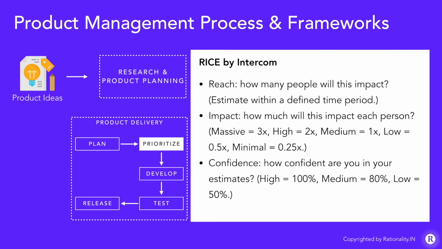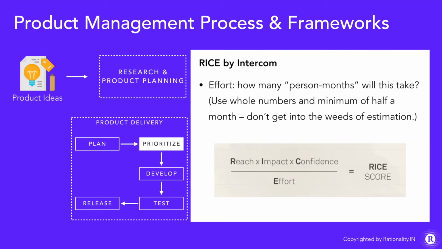Impact tries to quantify how much impact the idea or backlog item will have. For example, how much will this idea increase the conversion rate or add to the monthly recurring revenue. Confidence tries to quantify the product manager's confidence level on the idea and its estimates. Effort is in person days or person months that the idea will take to be developed and delivered. So, the RICE score is calculated by multiplying reach, impact, and confidence and then dividing it by the effort.